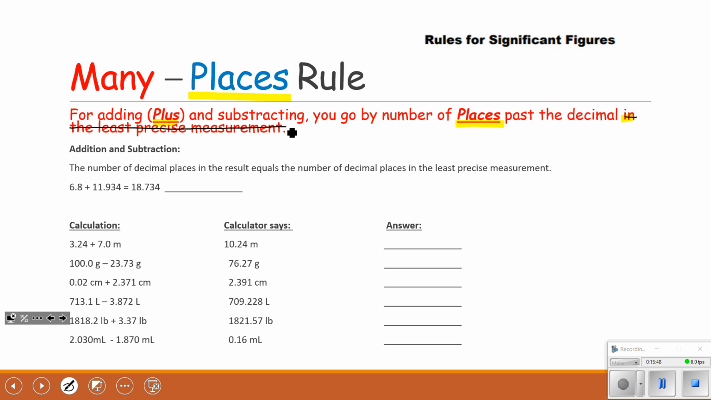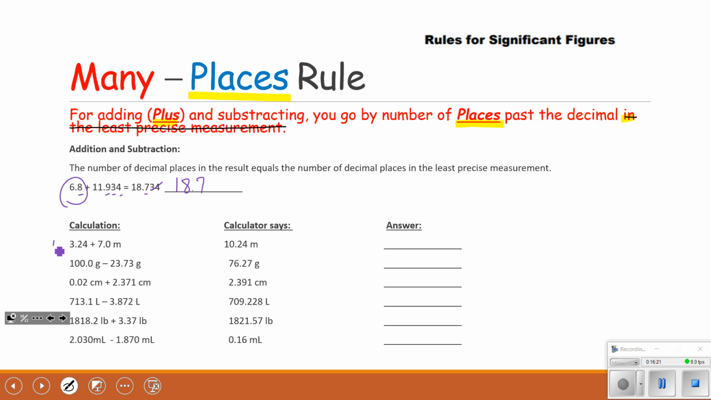So when you're looking at the example problem here, you've got 6.8. Here you have one place past the decimal, plus 11.934. That you have three places past the decimal. So this is the one we're going to use, showing only one place past the decimal, and so you can only keep the 0.7 and drop everything else. So that is expressed as 18.7.